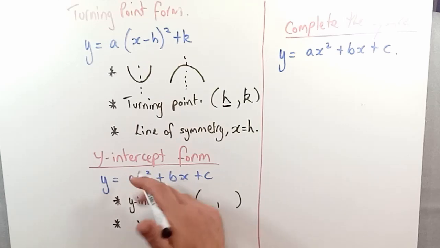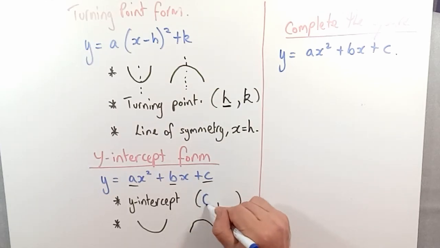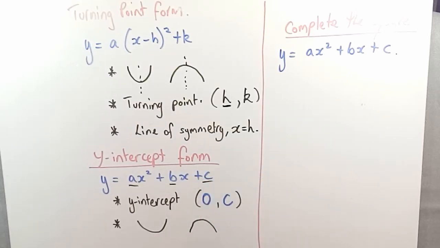Okay, another form, y-intercept form. Just your standard ax squared plus bx plus c. Okay, so this is a really great form because you can tell the y-intercept is (0, c). So whatever that is, that's our y-intercept. We can also look at the value of a, and if it's positive, then we've got an upright parabola, and if we've got a negative a, then it's going to be upside down.